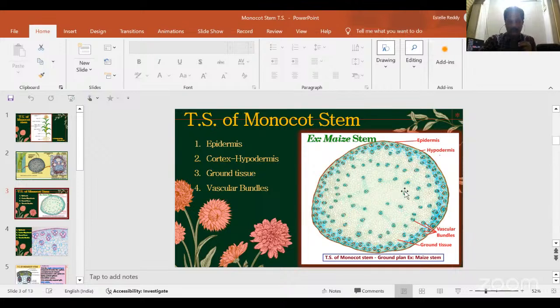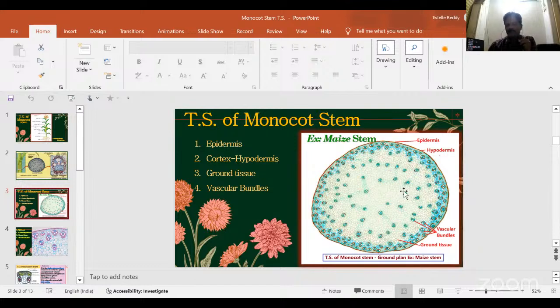Atactostele. I'll repeat once again. What do you mean by atactostele? Atactostele is a stele in which the numerous vascular bundles are scattered irregularly in the ground tissue. In monocot stem, the type of stele is atactostele.